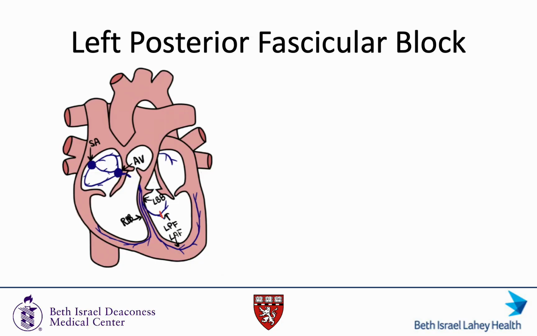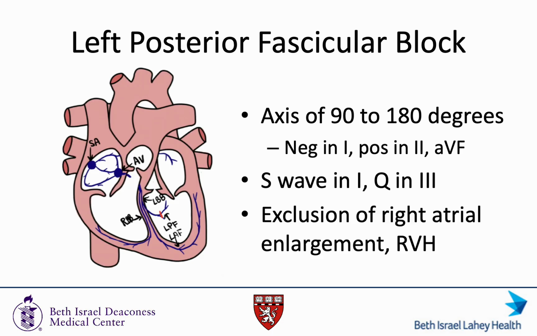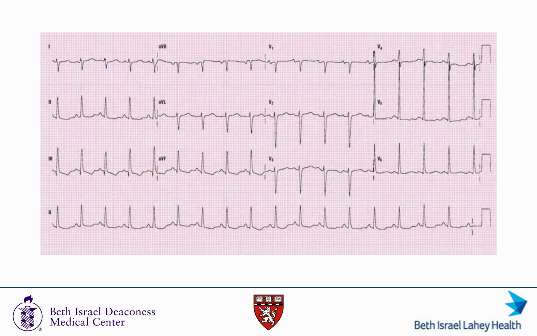A left posterior fascicular block has a rightward axis with a negative QRS complex in lead 1 and a positive QRS complex in leads 2 and aVF. You'll also see an S wave in lead 1 and a Q in lead 3. Importantly, you do need to exclude right atrial enlargement as well as RVH to make a diagnosis of a left posterior fascicular block. Take a couple seconds to look at this EKG and see if you think it meets those criteria.